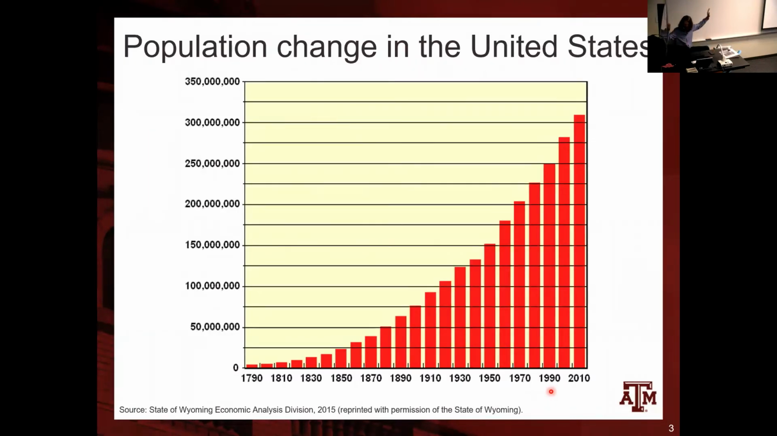So the overall population change in the US based on census data, starting with the first census from 1790: an increase that is really exponential, much steeper growth in the more recent decades compared to previous centuries, and the population passing 300 million some years before 2010, right after 2000.